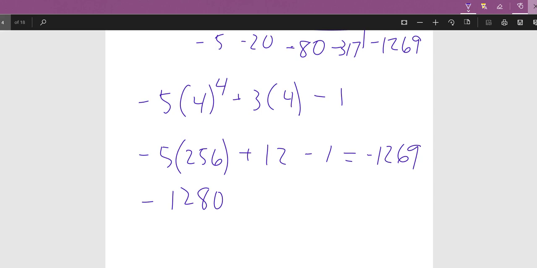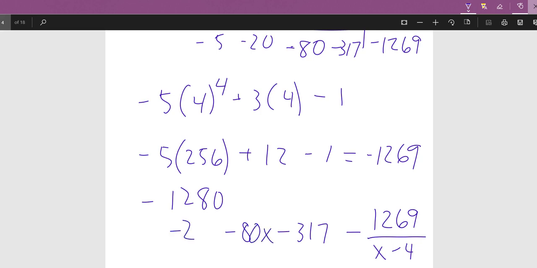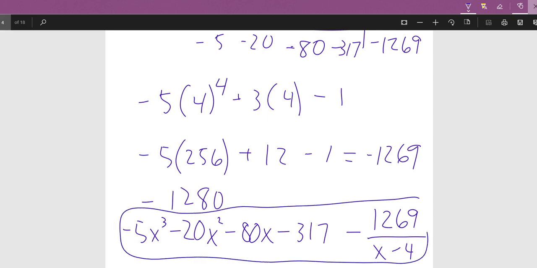So we ended up with a final answer of, now I don't care if you put the negative in front of the fraction over x minus 4, or you put as plus or minus 1269. Doesn't matter to me. It's the same thing. So then I got a -316 and a -80x and a -20x squared and a -5x to the 3rd. And that, my friends, is the answer.